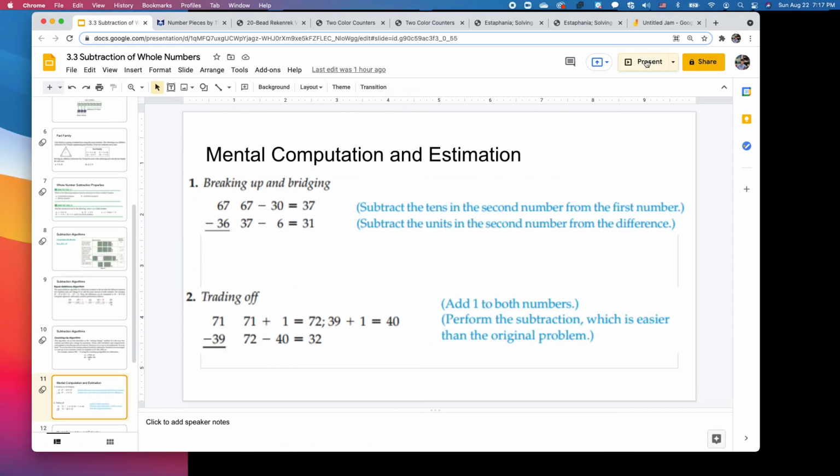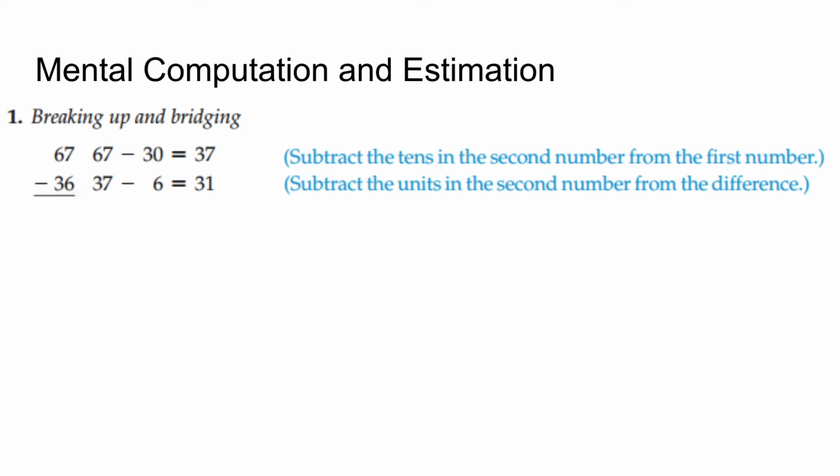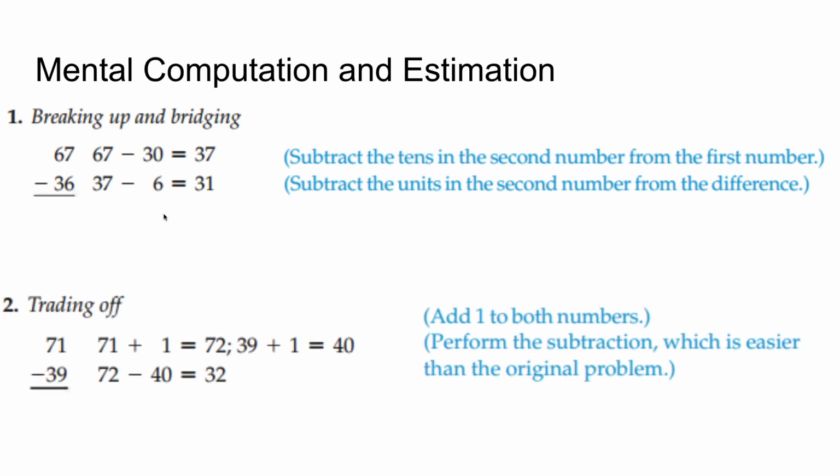Okay, we're gonna do mental computation. Just like addition, we can do mental computation and estimation. And there are some strategies, right? Breaking up and bridging, you can decompose the numbers, subtrahend or minuend, to make it an easier number. So taking away 36 from 67, maybe you want to break up 36 into 30 and 6, and take away 30 from 67 first to get 37, then take away 6 from 37, then you get 31, right?